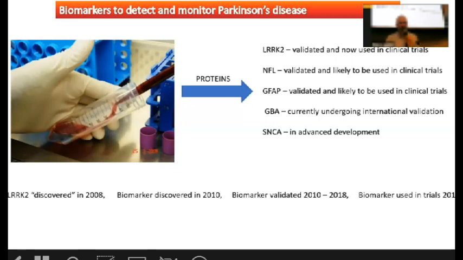I think the LRRK2 story is one of the quickest things from discovery to being implemented into a clinical trial. And that's being tested in the US and in Europe at the moment for people that have this specific mutation in their LRRK2 protein.